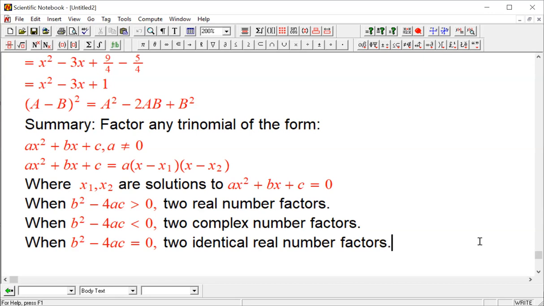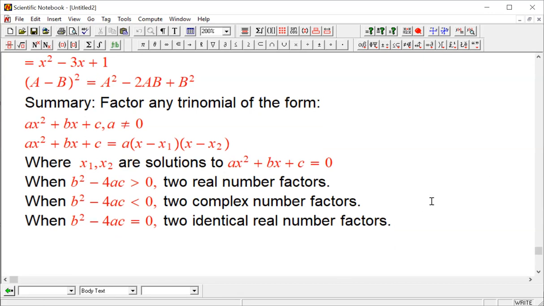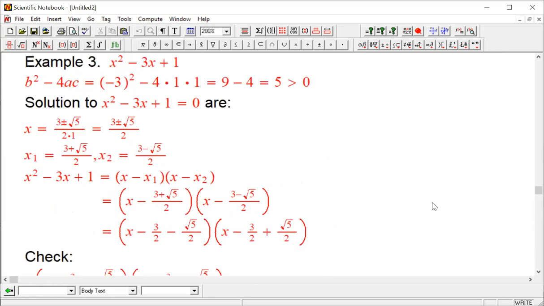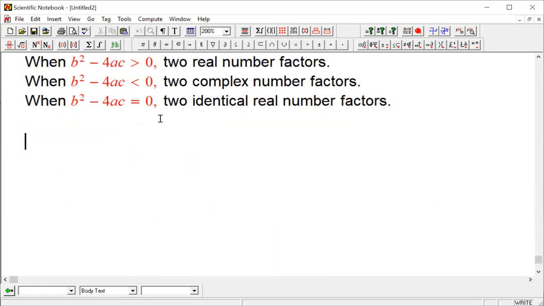So let's do one more case. This will be example number 4, where a is not equal to 1. Okay, so that's example number 4. Let's use this example: 3x squared plus 5x minus 1.